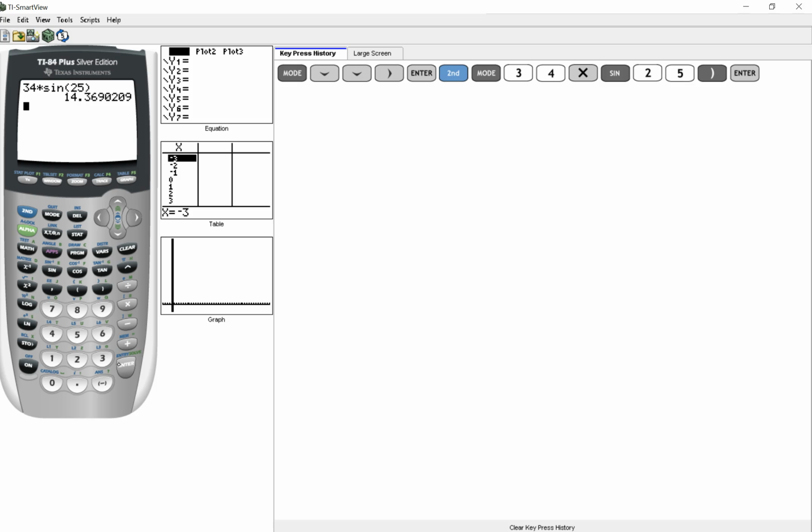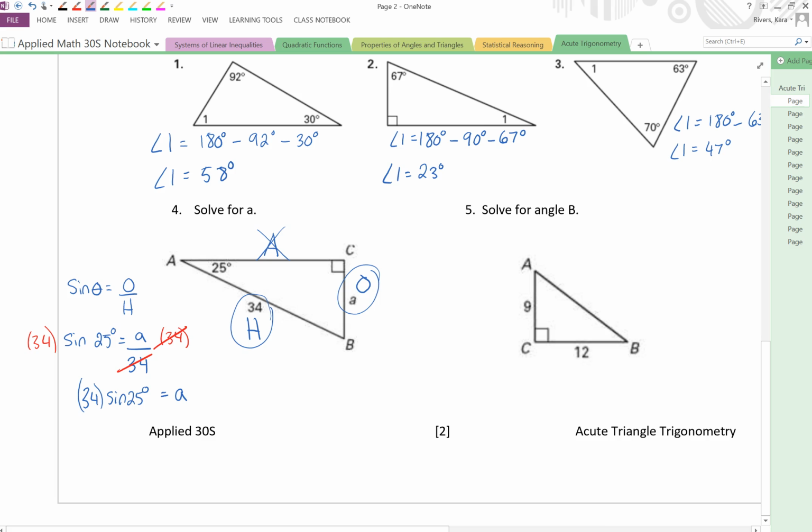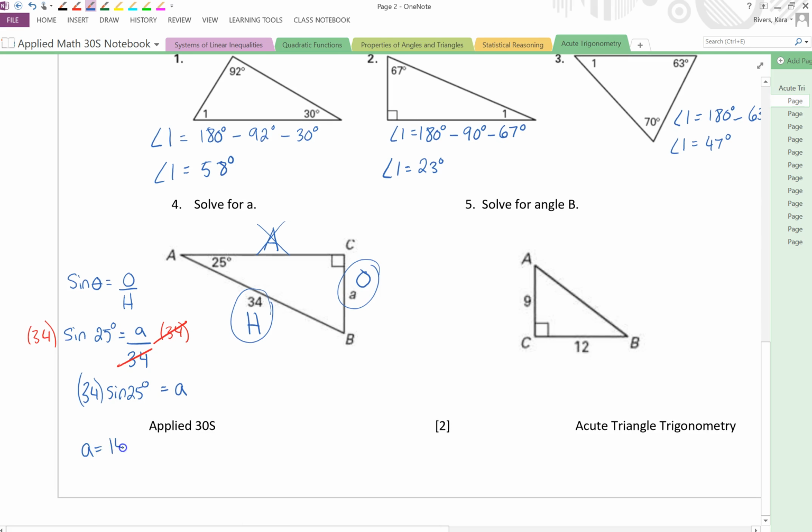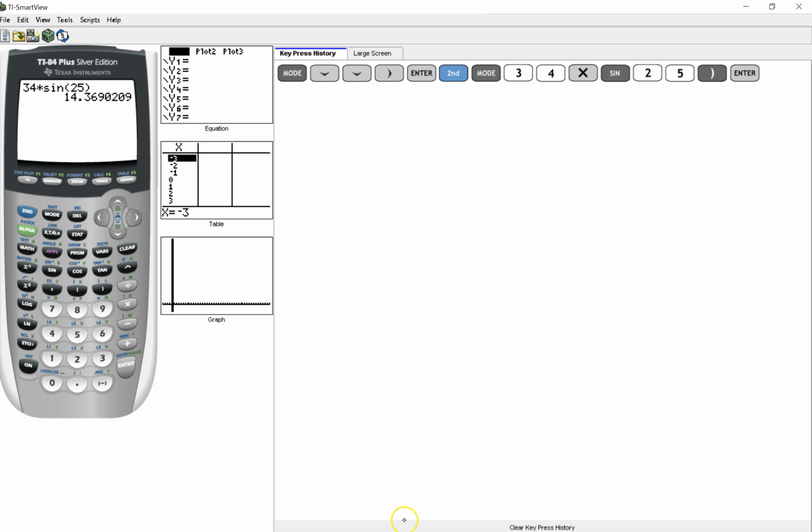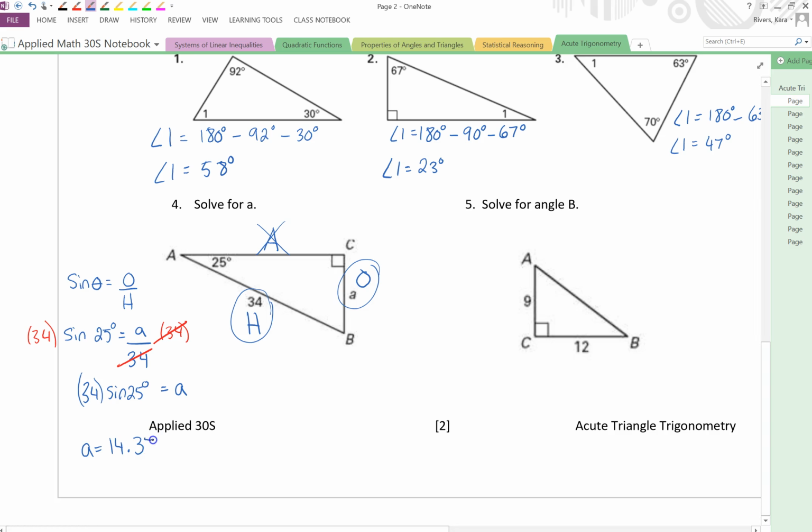So we can round this to 1 or 2 decimal places. Usually I'll let you know. It's always safe to do 2 decimal places if you're not sure. And we'll put that in our notes here. So A is equal to 14.3, and was that 6? Rounds up to 7 because 6, 9. So it's 14.37. And we look at our triangle to see if there's any units. In this case, there's no units, so that's our answer there.